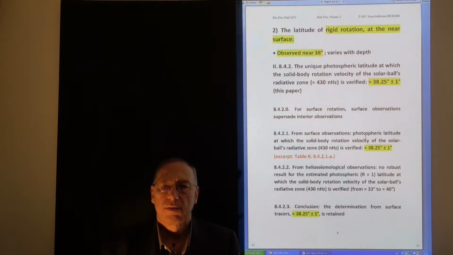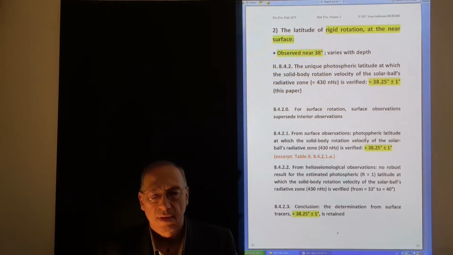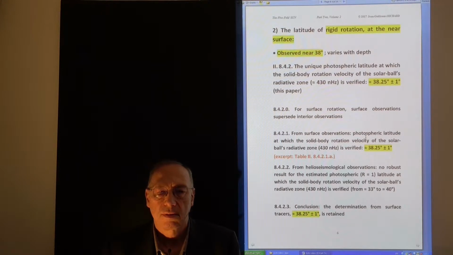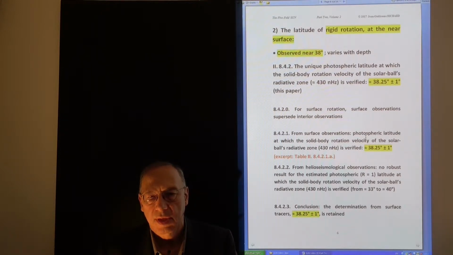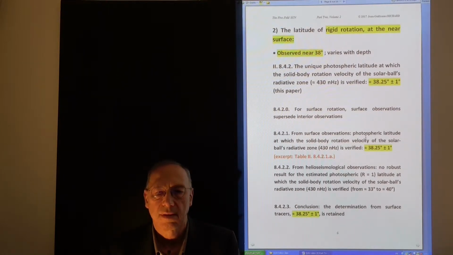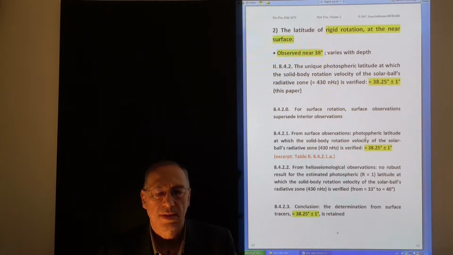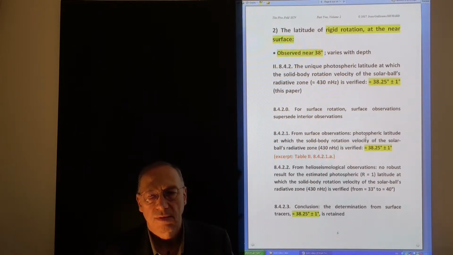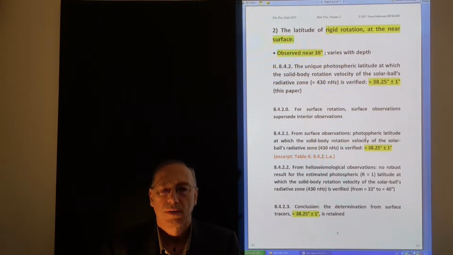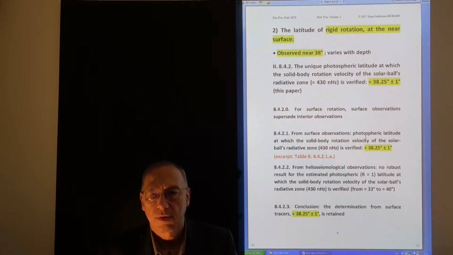We can try to do this at a specific singular point or latitude point in a cross-section of a rotation profile of the Sun, latitude across the sphere of the Sun, at which the rigid rotation inside the solar radiative zone is also verified throughout the convective zone outward to the solar surface.